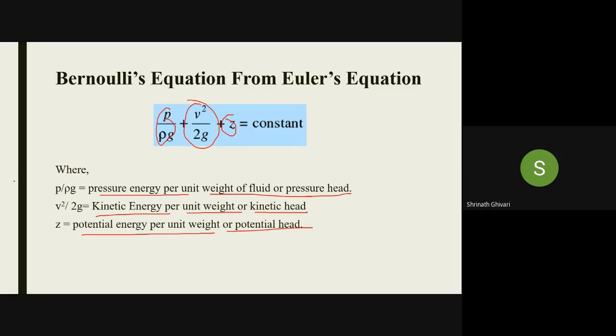Can anyone tell me what is the unit for this equation? What shall be the unit for this? This derivation is important from the exam point of view and for the problems based on this. So can anyone tell me what is the unit for this?